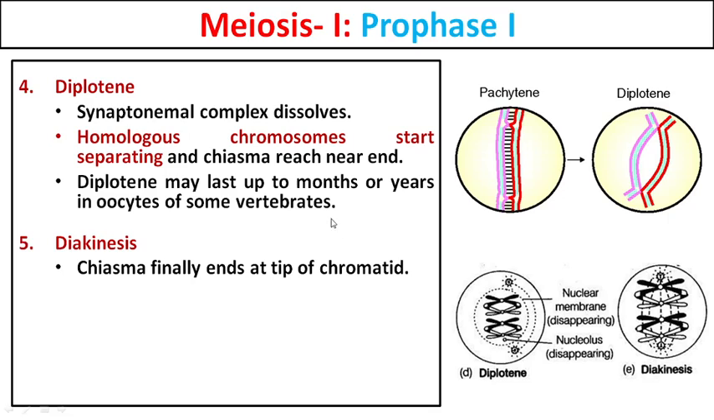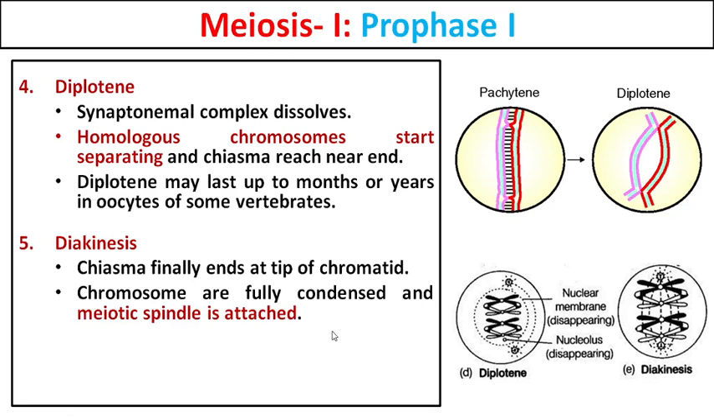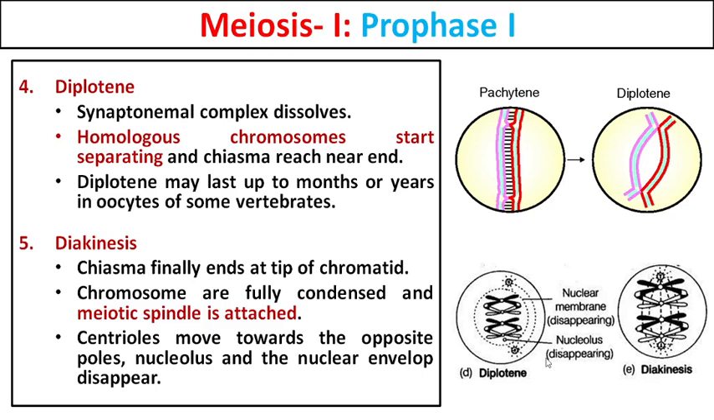In this phase, the chiasma finally reaches the tip of the chromatid. It will move towards one side. The crossing over will continue to move, and the chromosomes will keep on separating, and it will reach almost the tip of the chromosomes. Can you see here, right? The chromosomes are fully condensed. Here you will find very dense, very condensed chromosomes, and the meiotic spindle gets attached. The spindle fibers get attached to the different sides of the centromere. Centrioles start moving towards the opposite poles, and the nucleolus as well as nuclear envelope disappear. So at the end of diakinesis, the nuclear envelope and the nucleolus will dissolve.